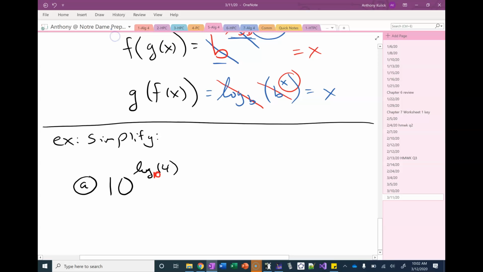So I have 10 to the log base 10 of 4. What do I know about the exponent base 10 and log base 10? What did we just learn in the previous? They cancel each other out. So what's the only thing that's left then? The 4. This is maybe the most important idea of this section: this is how we're going to cancel out exponentials, or how we're going to cancel out logarithms.